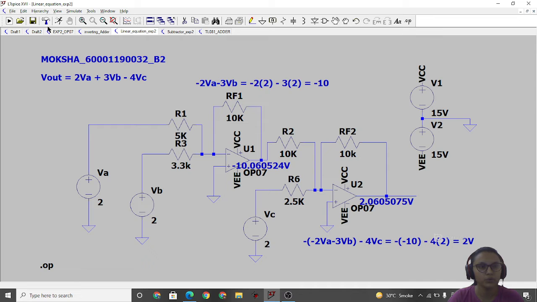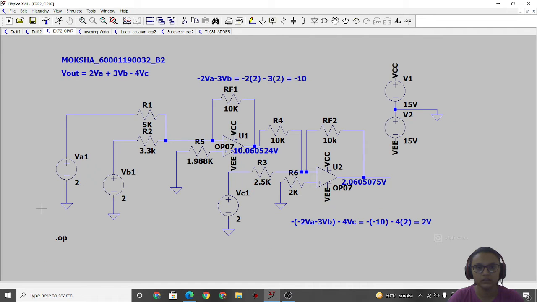Now I'll show you one more thing. Here it is the same thing, the only difference is I have added R com, that is R compensation. To get the R compensation, just take the parallel combination of R1 and R2, which I have given here. Again, the R4 and R3 parallel combination I have given here. So yes, at the output I am getting similar values. There is no such difference, you can see.